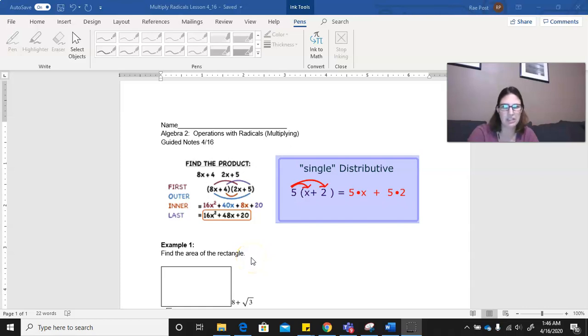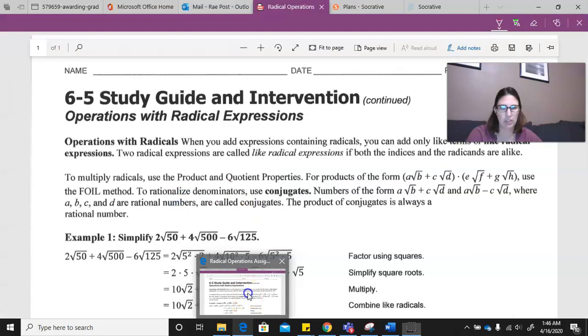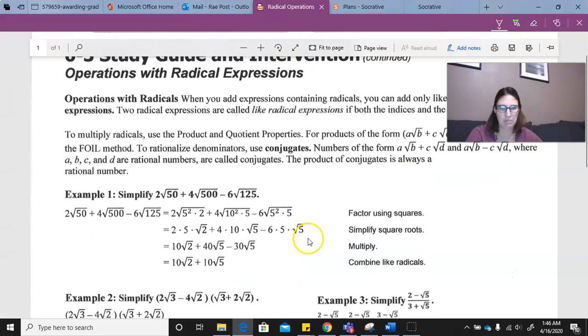Today is April 16th and we're going to continue working with radicals and their operations. Today we're going to work on multiplying radicals some more, and we're going to bring back FOILing and distribution, but we're going to do it with square roots, or with radicals. Before we go into today's lesson, I want to go over your assignment from yesterday.